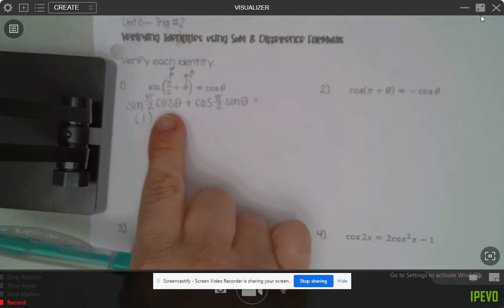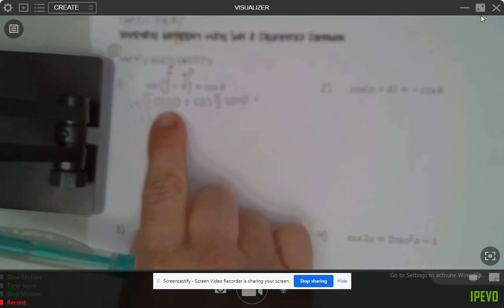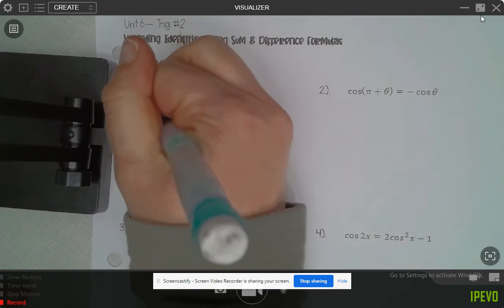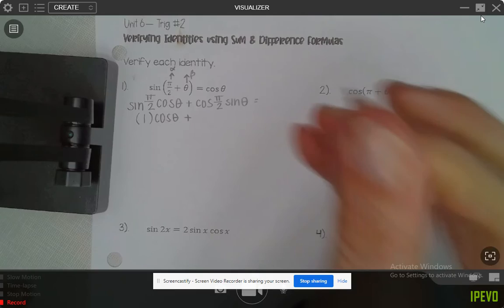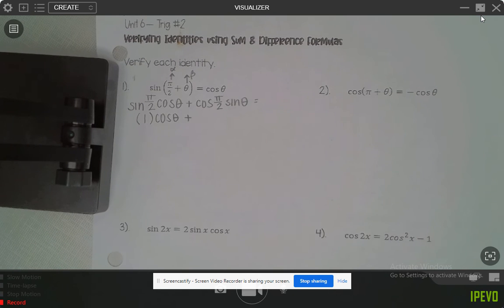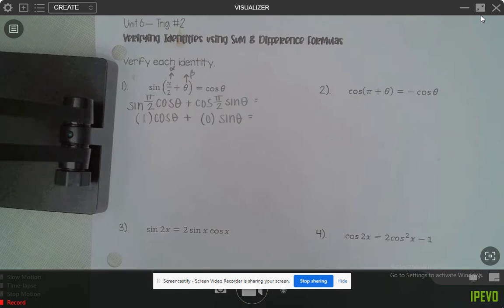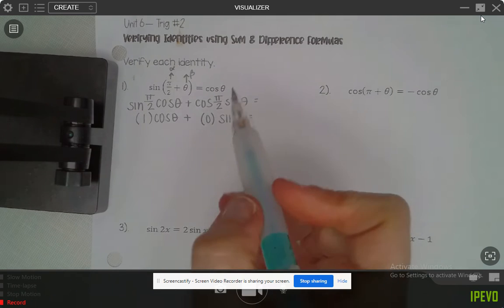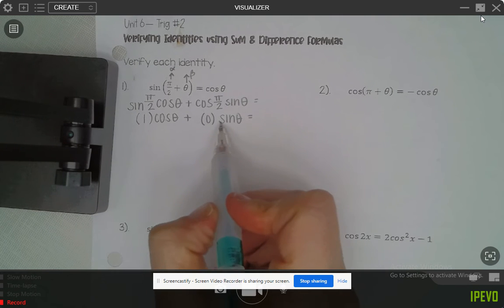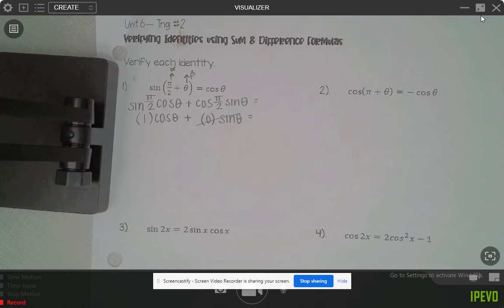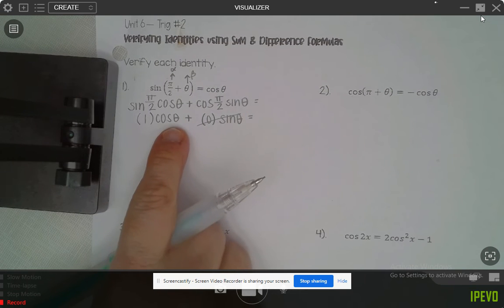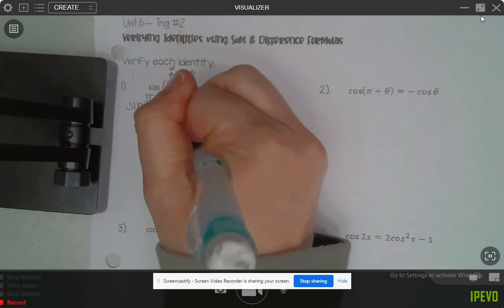Do I know what the cosine of theta is? Nope. So I'm going to write it as a cosine of theta. Plus cosine of pi over 2. What was my cheat for cosine? Max, 0, min, 0, max, right? So cosine of pi over 2, max, 0. So this is 0 times the sine of theta. Well, what happens with these two terms? That's 0, so they go away, right? What's 1 times cosine of theta? Cosine of theta. Are we done? You are done.